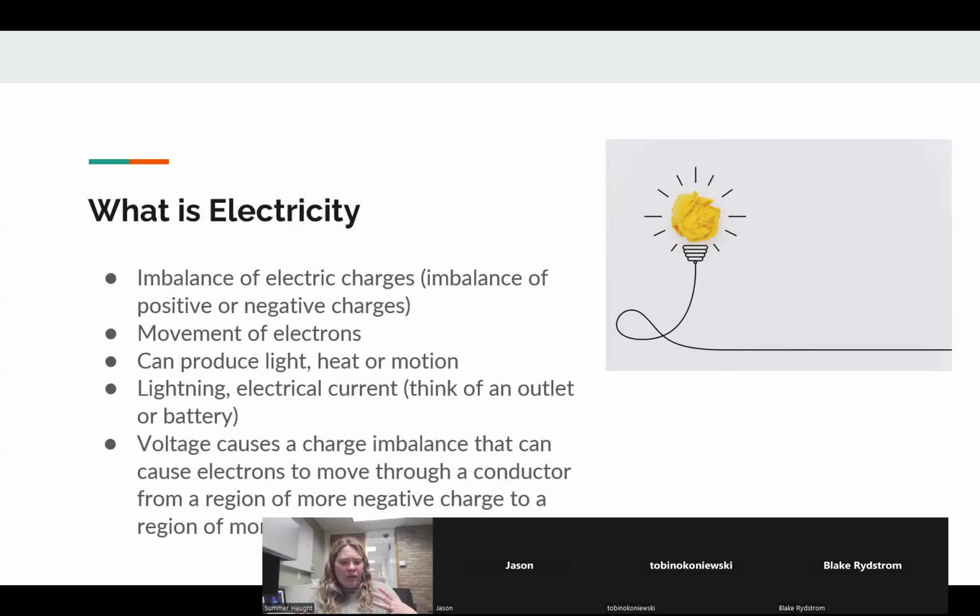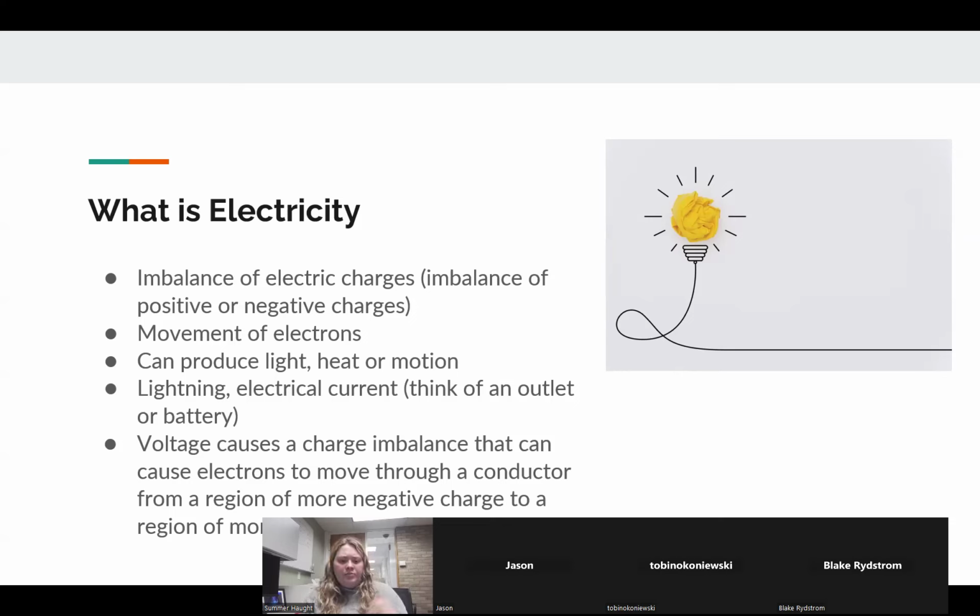Electricity in itself is a secondary form of energy. Energy and electricity sometimes are used interchangeably, but essentially electricity is the byproduct of energy, is how I would think about it. So with that in mind, it can produce light, heat, and motion. And we all know that, right? It can produce light in the sense of the lights in the room, heat, and then motion, of course, like a fan spinning can create motion.